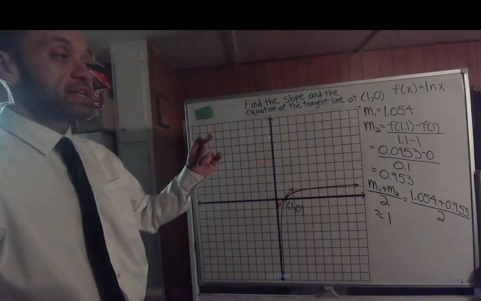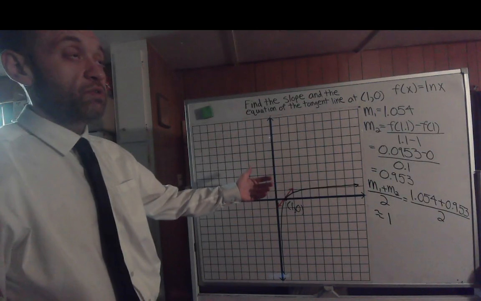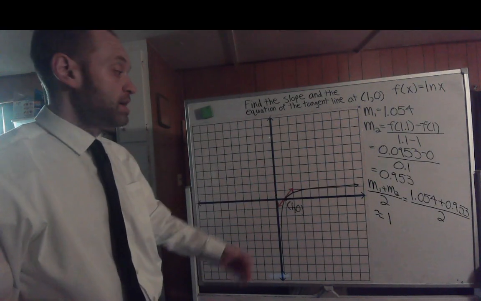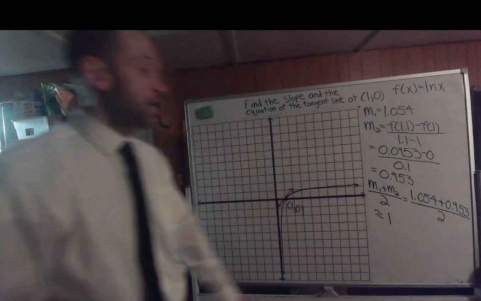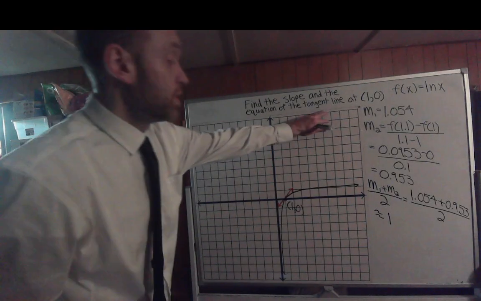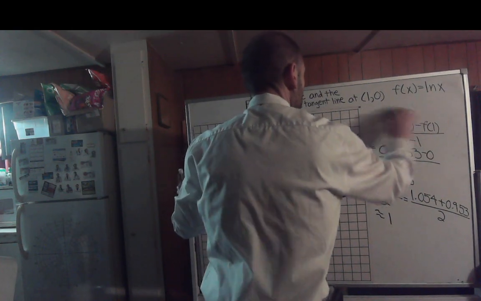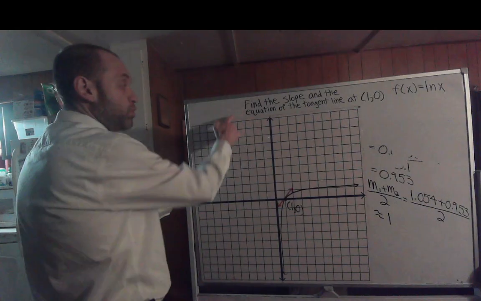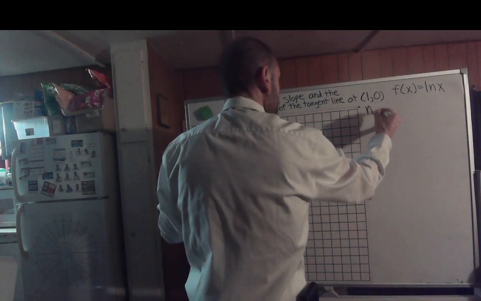In fact, it doesn't matter how close I get to 1. Let's say I got on each side 1/100th of a unit away, 1,000th of a unit away, 1,000,000th of a unit away on either side of 1, and I average the slope of those two secant lines, I'm going to get a slope of 1. So the slope at the point (1, 0) is 1. We will actually end up getting a slope of 1 at the point (1, 0) for f of x equals natural log of x.